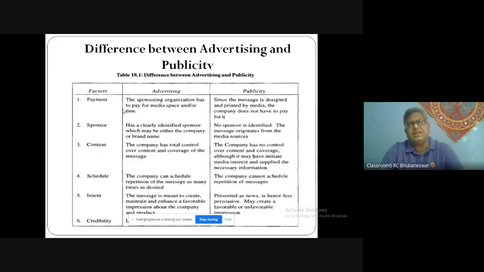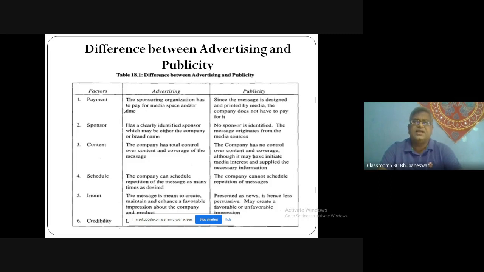But certainly there are differences between advertisement and publicity. What are the differences? One difference is regarding payment. In advertising, the sponsoring organization pays for the media space also. But in publicity, it is designed and printed by the media.